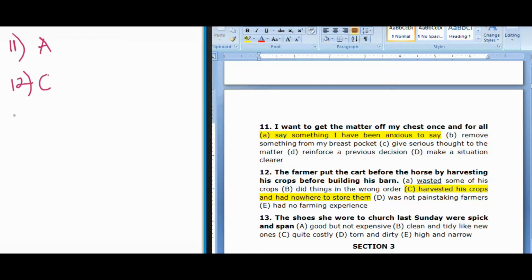Question 13. The shoes she wore to church last Sunday were spick and span. Option A, good but not expensive. B, clean, tidy like new ones. Option C, quite costly. Option D, torn and dirty. Option E, high and narrow. Spick and span means very clean and tidy like new ones. B.